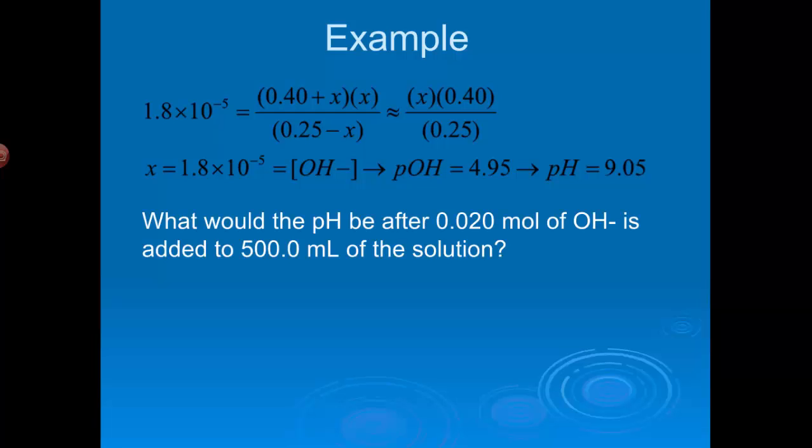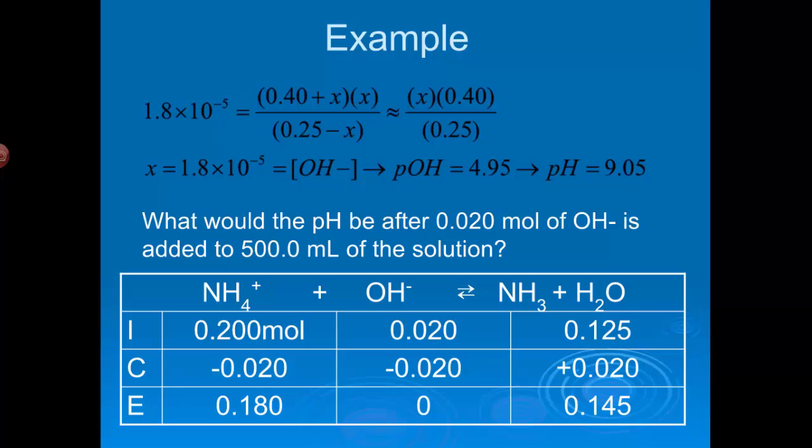What if we added 0.020 moles of hydroxide to 500 milliliters, half a liter, of this solution? We've got a new ICE table now. If we have half a liter of this solution, volume times molarity equals moles. We have 0.020 moles of hydroxide initially, and then we have 0.125 moles of NH3 in this buffer solution. Now, what's going to happen? All of the hydroxide is going to get used up by the NH4 plus, by that acid. So there's not going to be any hydroxide left at the end.